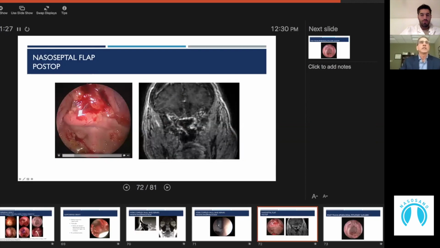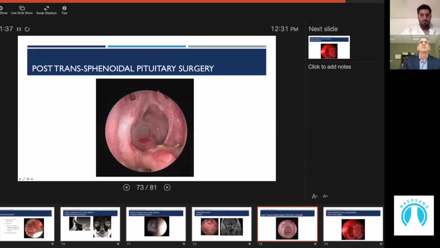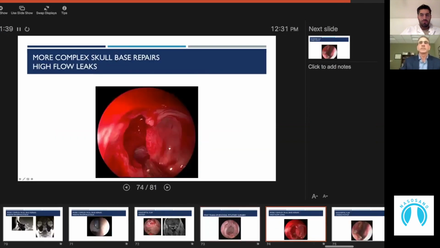This is what it looks like a couple of weeks later. Pulsatile, healthy graft. We can see it on an MRI lighting up the vasculature. And we're going to skip this. It's a similar case.